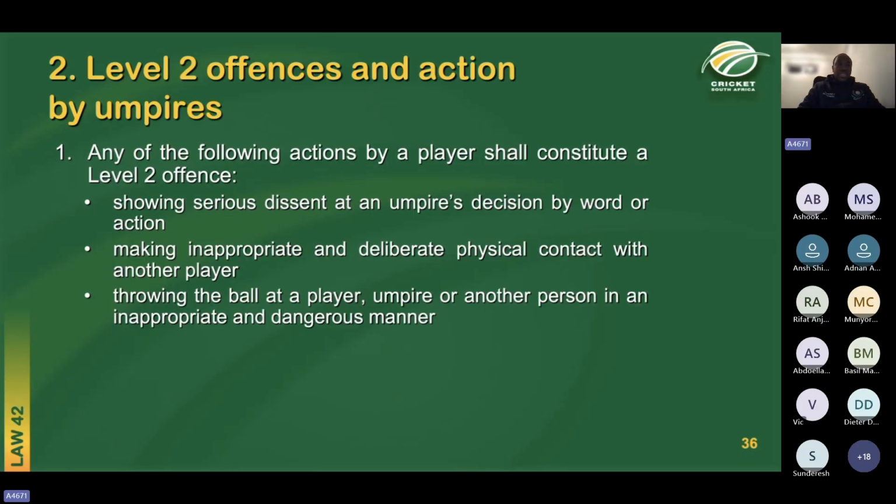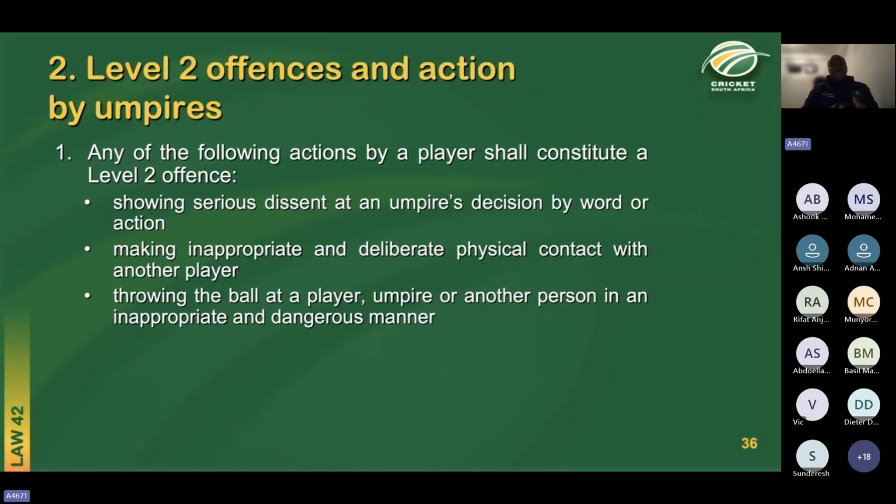Now, here is the answer to our last quiz question. Quiz question 42.2. It could be the answer or it could be part of the answer. So if a player throws the ball at another player, an umpire, or another person in an inappropriate and dangerous manner, it is a level 2 offense.